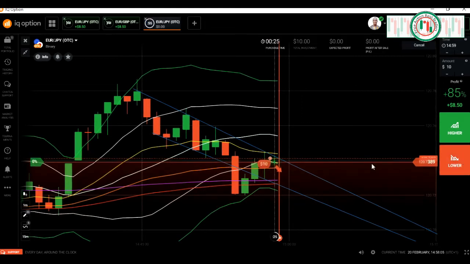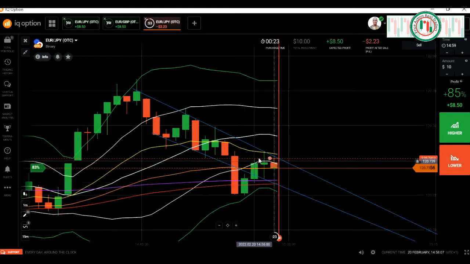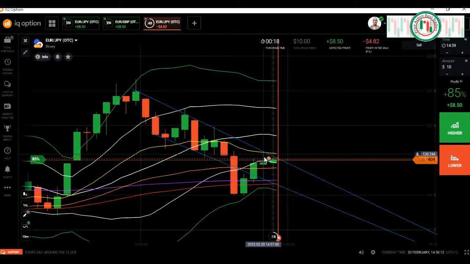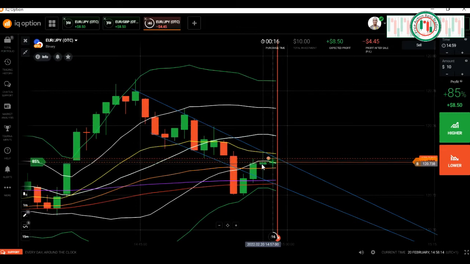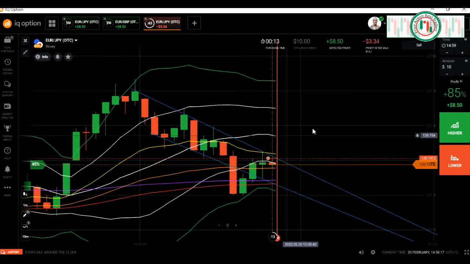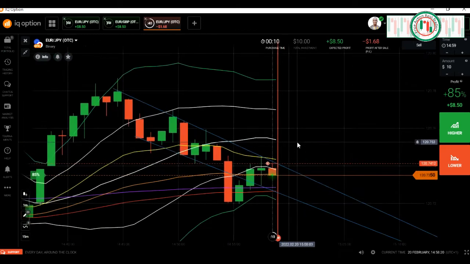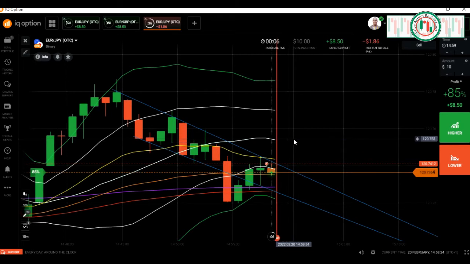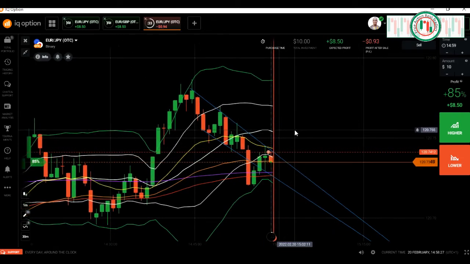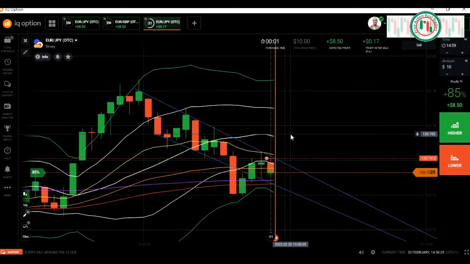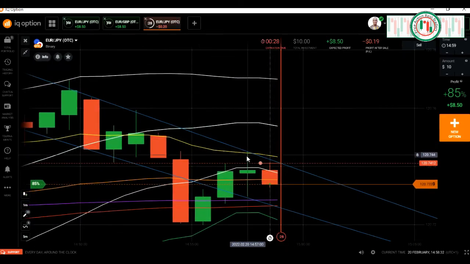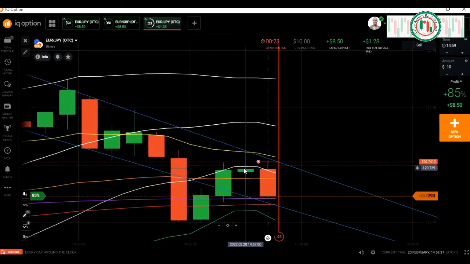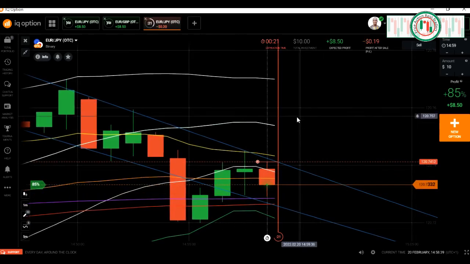I'll place a put option because of the pullback from one deviation, rejection from the 20 MA, pullback from one deviation, Bollinger Band. So I know definitely at least sellers will enter for one candle. That's why I place my trade, put option here. See? Rejection from the 20 MA, pullback from 1 deviation. This is a strong sellers entry.